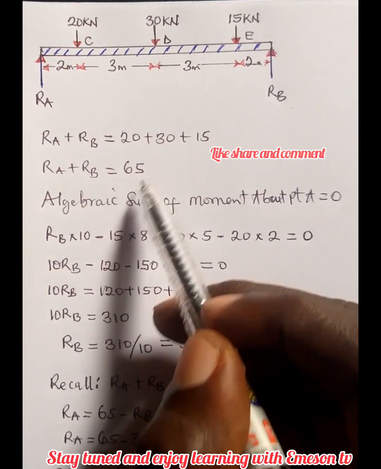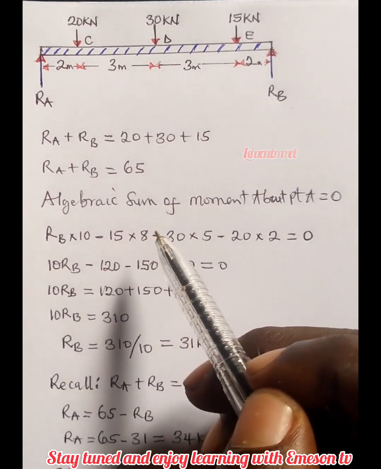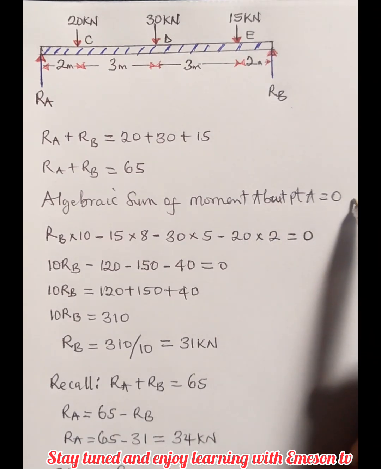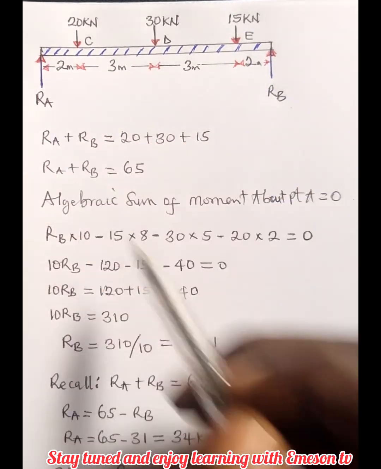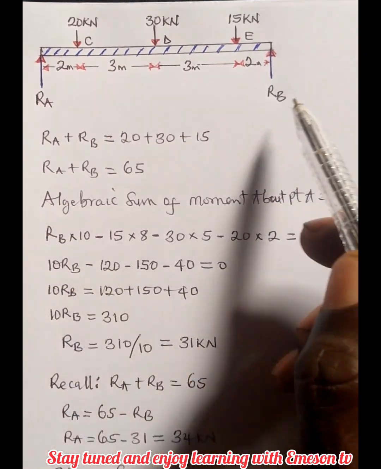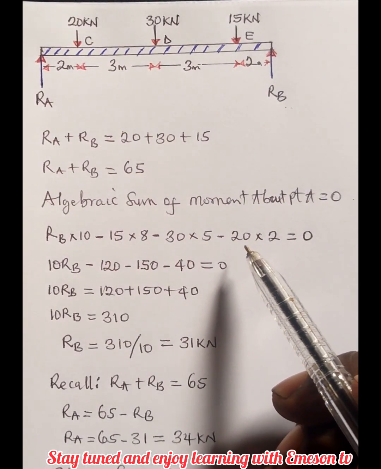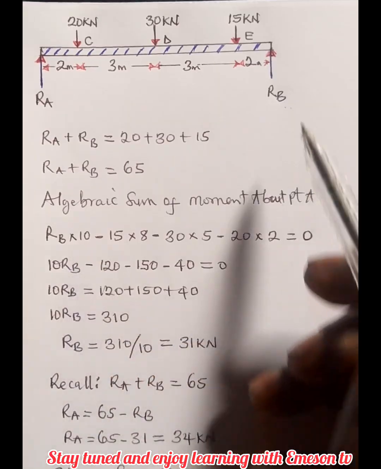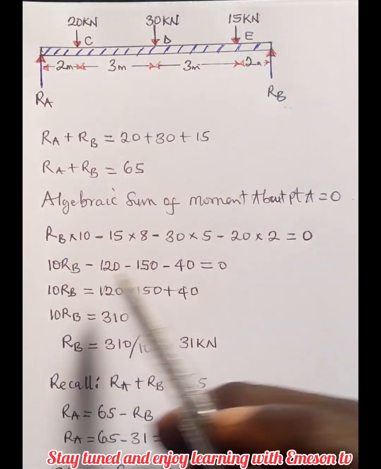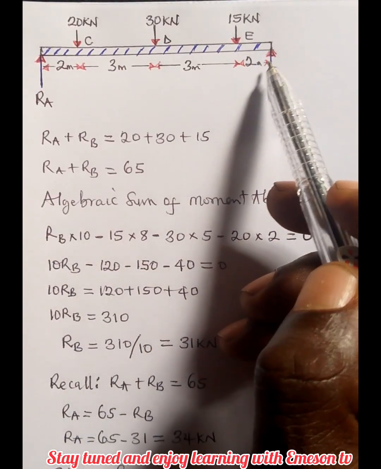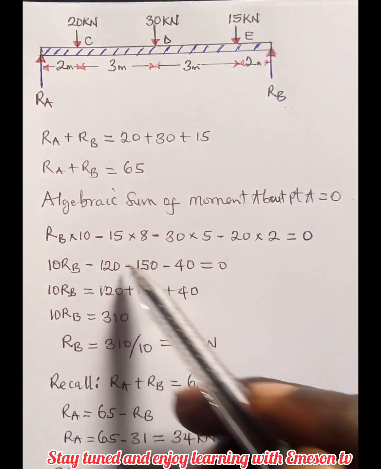So I also have to use this other principle that says that the algebraic sum of moments about any point is equal to 0, making reference to point A. So it means that R_B will act in this form. R_B times 10. I'm using anti-clockwise as positive and clockwise as negative. So R_B will multiply the distance to the reference point, which is 10.